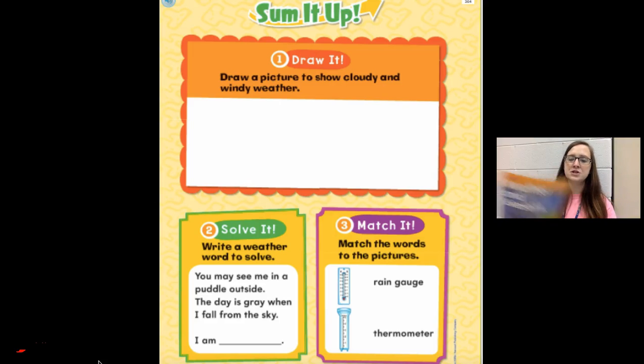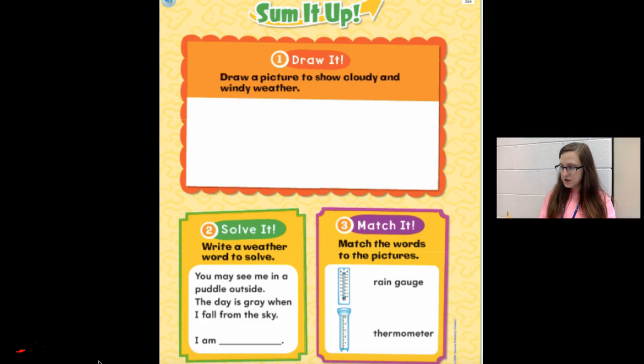Today we're going to finish up our Weather and Seasons booklet. So go ahead and take out your Weather and Seasons packet and a pencil. Pause your video until you get those things together. Go ahead and flip in your booklet to the back. Today you get to show what you know on the Sum It Up pages.